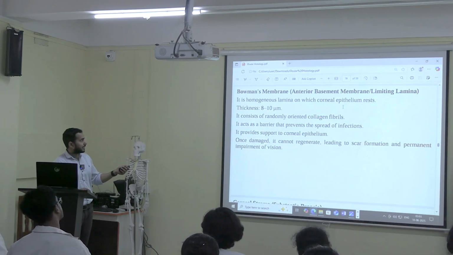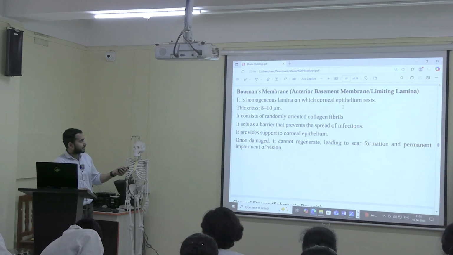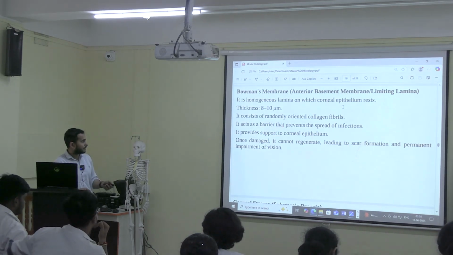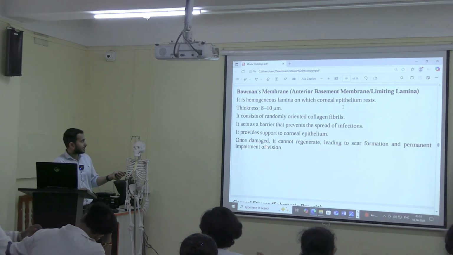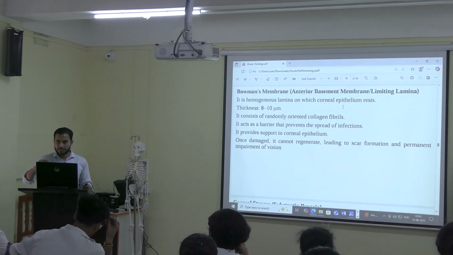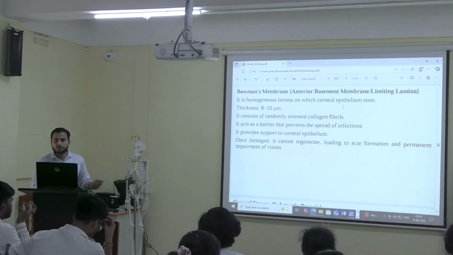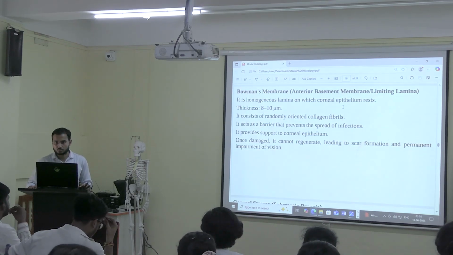Randomly oriented collagen fibrils are there. Now it acts as a barrier, prevents the spread of infection also, very important, and provides support to the corneal epithelium. Once damaged, it cannot regenerate, leading to scar formation and permanent impairment of the vision. Okay, so ये जो basement membrane है, उसका regeneration नहीं होता है. Okay, that is also important. So that is the Bowman's membrane. Bowman's membrane is nothing but the basement membrane for corneal epithelium, where the corneal epithelium is resting.